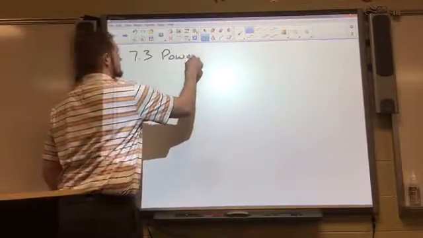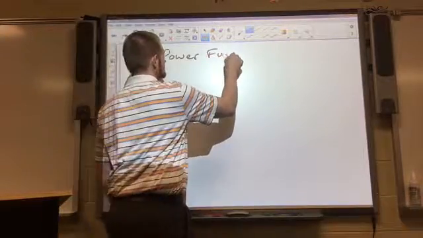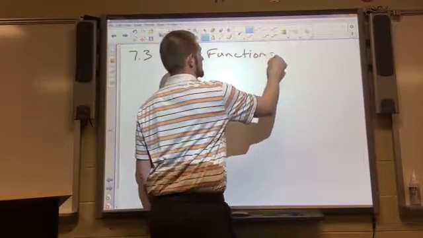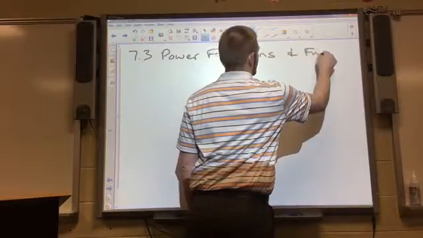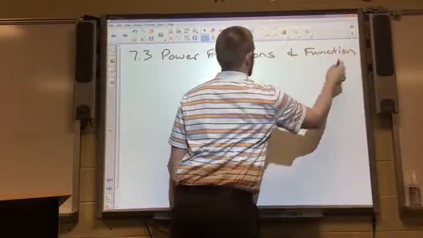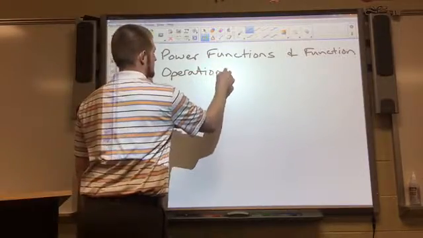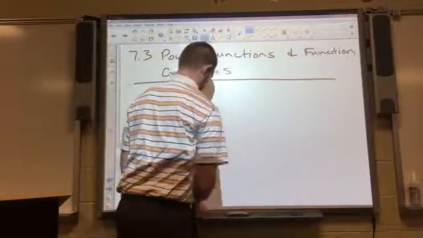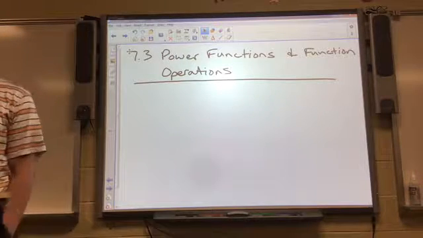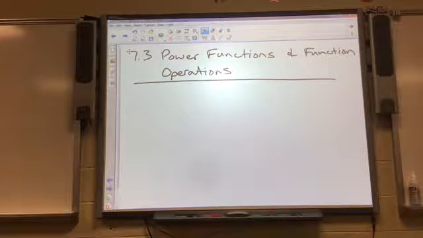Today is power functions and function operations. Power functions refer to what we've been working with, our exponents. Sometimes they're fractions, which would make them radicals. That's pretty much what we're talking about.